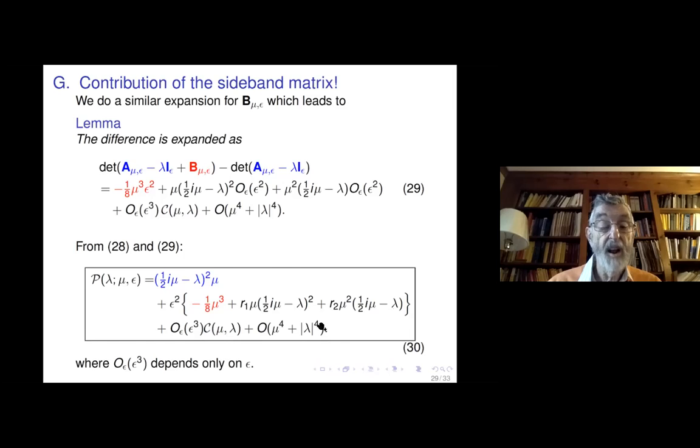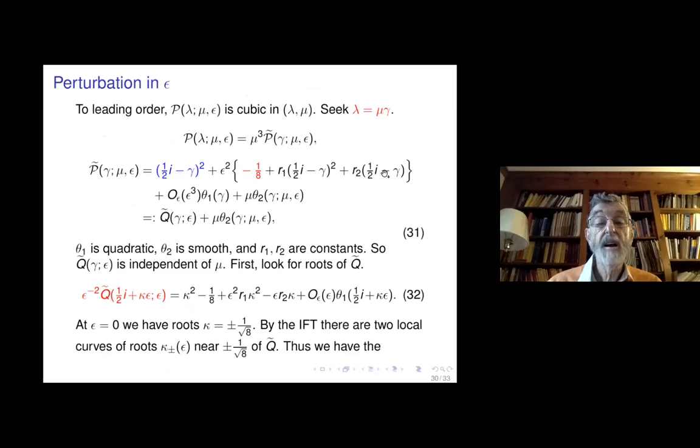So we can do a little scaling. I take lambda divided by mu and call that gamma, and I use a tilde for the rescaled polynomial. I pull mu cubed out, and now we have a polynomial in gamma. We want to find lambda, which means we want to find gamma. So now we're looking for gamma with a positive real part. Mu is real. Gamma is complex.